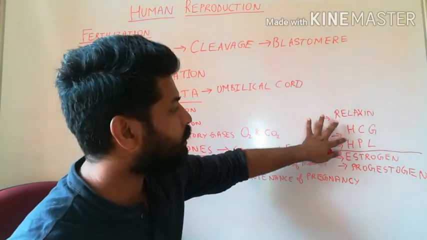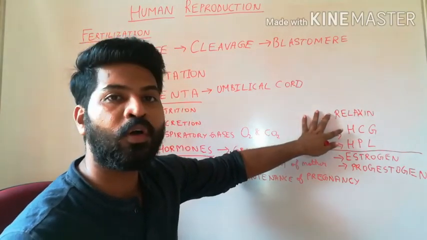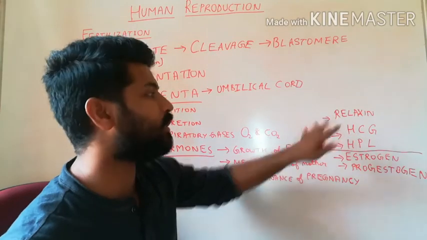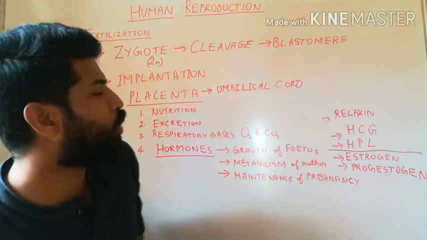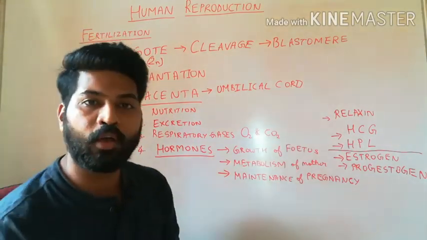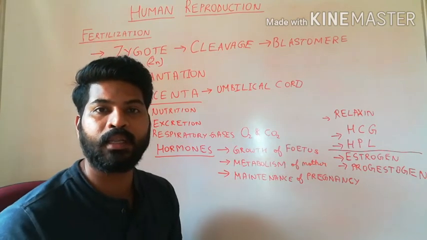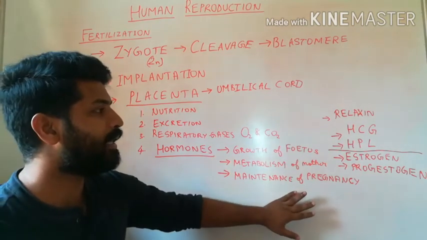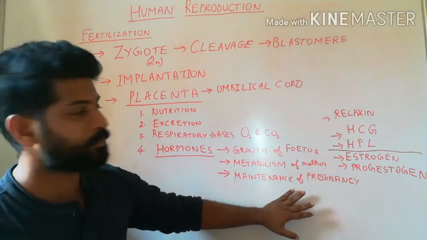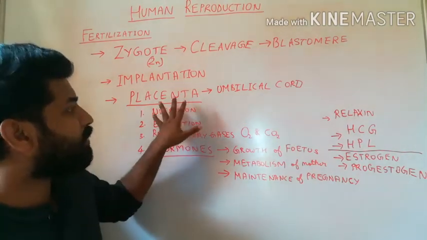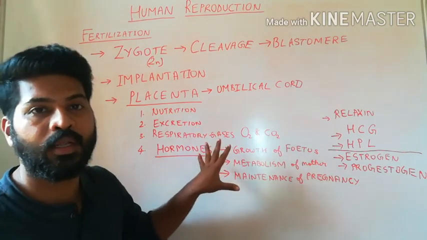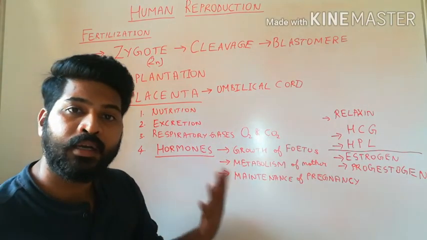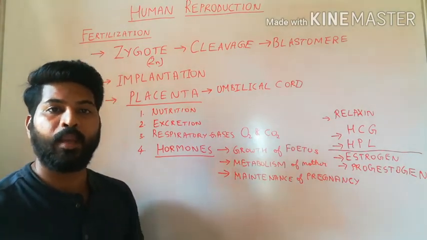So, these levels could be used for detection of pregnancy. Along with this, other hormones such as cortisol will also increase in the mother's body, which are required for maintenance of pregnancy. So the placenta plays a very important role in the growth, development and differentiation of the embryo.